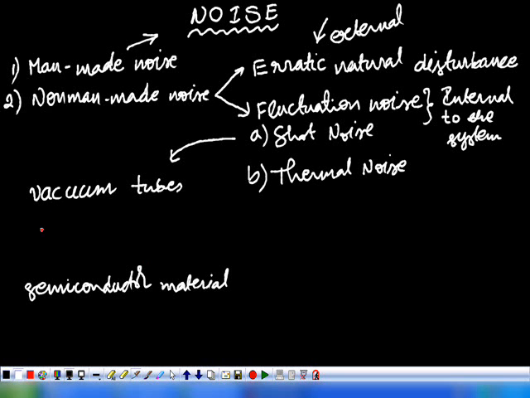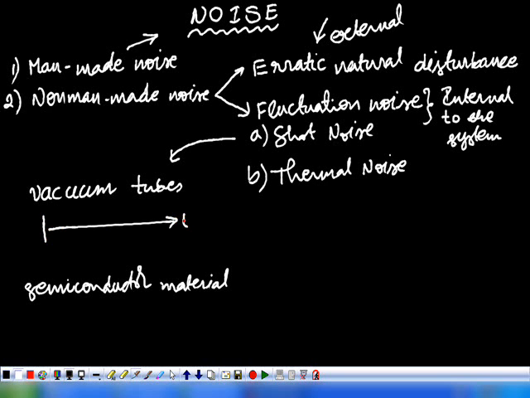In the vacuum tubes, I think you might have heard, we have a cathode, anode, and a grid. Due to the random generation of charged particles, here electrons, some current will be generated. The randomly generated electrons from the cathode constitute some amount of current. That current is called the shot noise current.